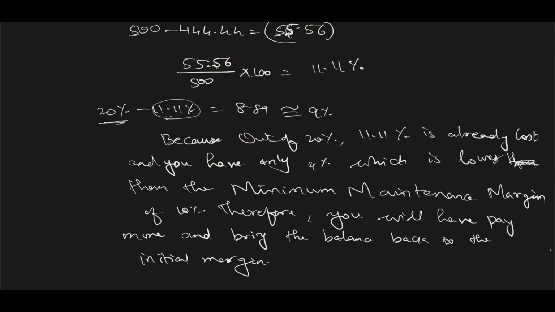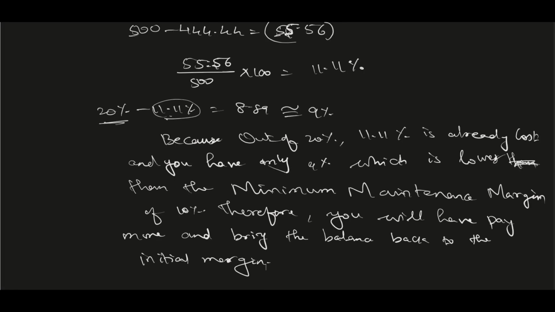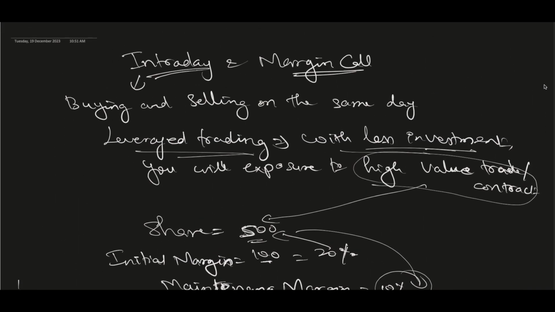Anyway, if it is intraday, even if you have enough balance, by the time the trade gets closed at the end of the day, the broker will square off the trade automatically if you do not square off. Around 3 o'clock it happens in India. So this is about the calculations involved in intraday and how you are supposed to calculate the margin call.